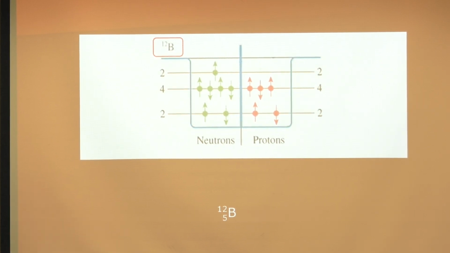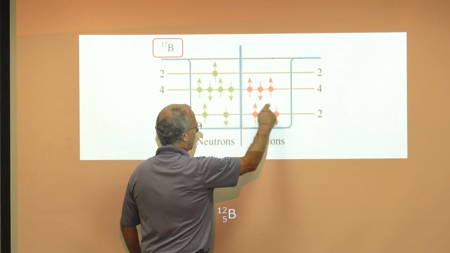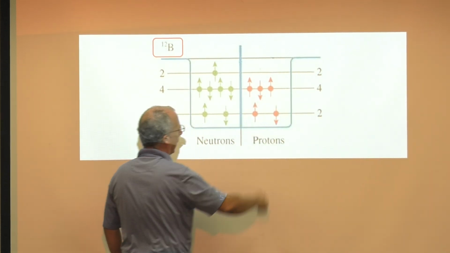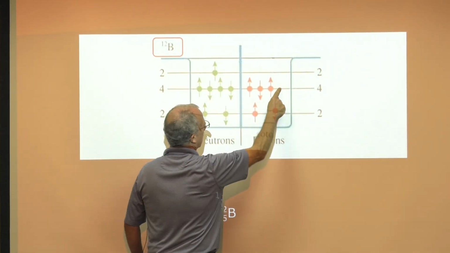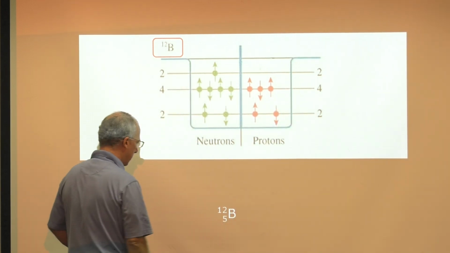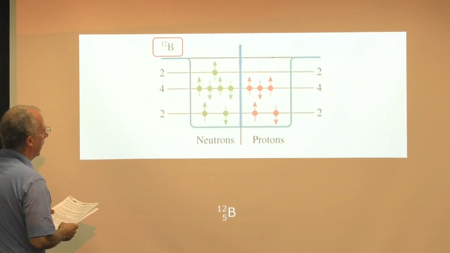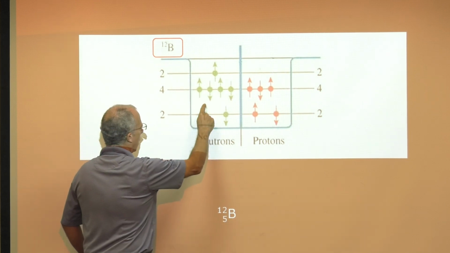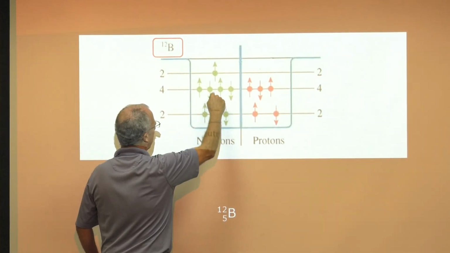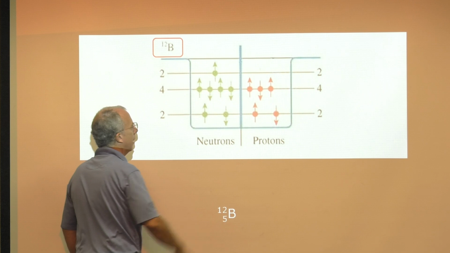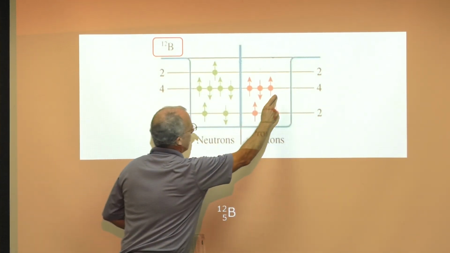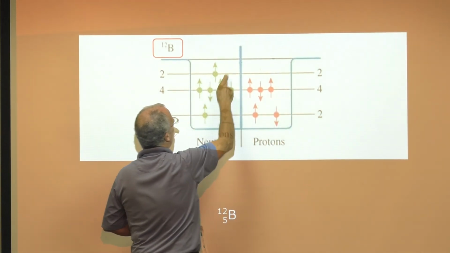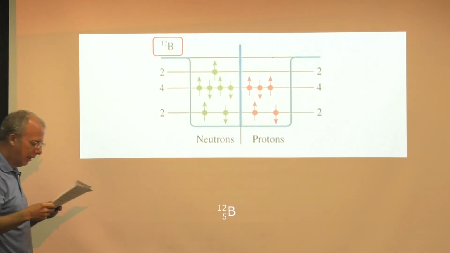Okay. 1, 2, 3, 4, 5 protons. So we're not full, right? Because a 4 would be full. And then there's 7 neutrons. 1, 2, full. 3, 4, 5, 6, full. 7. Okay, so this is missing one. This has one additional one, right?